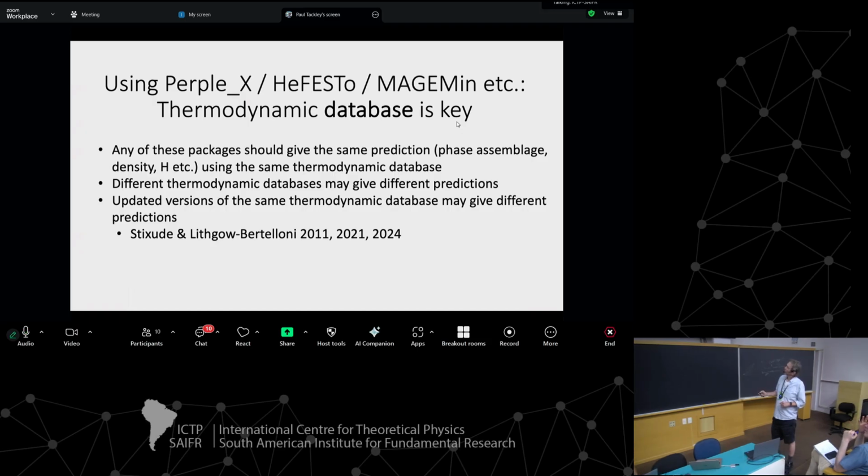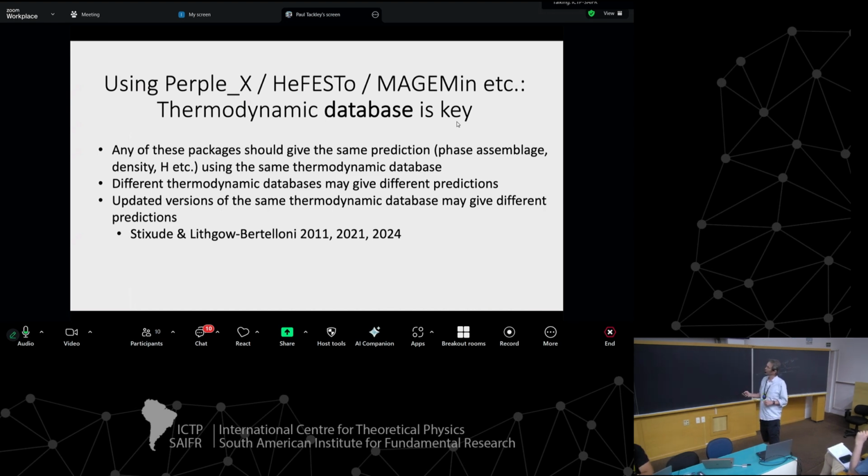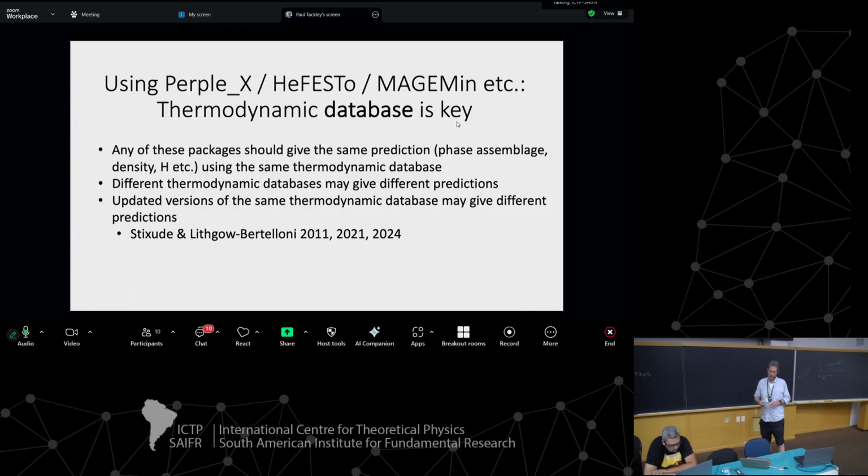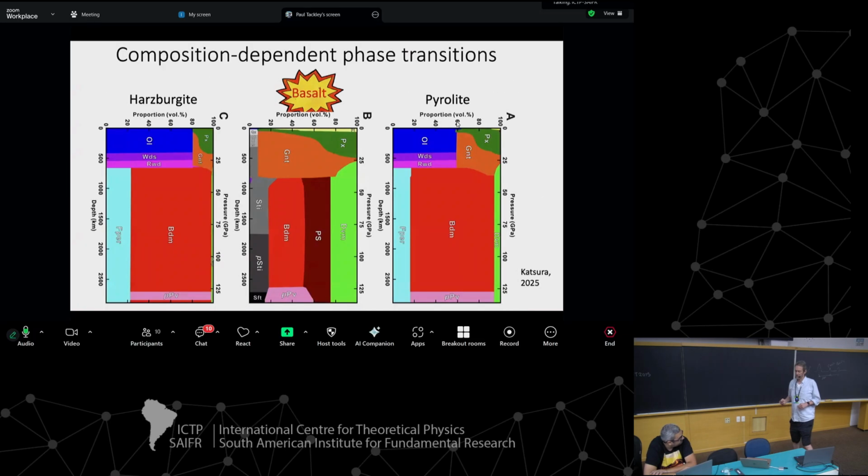But the key point is that different thermodynamic databases may give different predictions, and even updated versions of the same thermodynamic database, such as subsequent versions of the Stixrude and Lithgow-Bertelloni database. I'll just show an example of that. There is a tendency for people to use these to calculate their physical properties and then assume that it's perfect and we don't need to worry about uncertainties. But I say that's not the case.